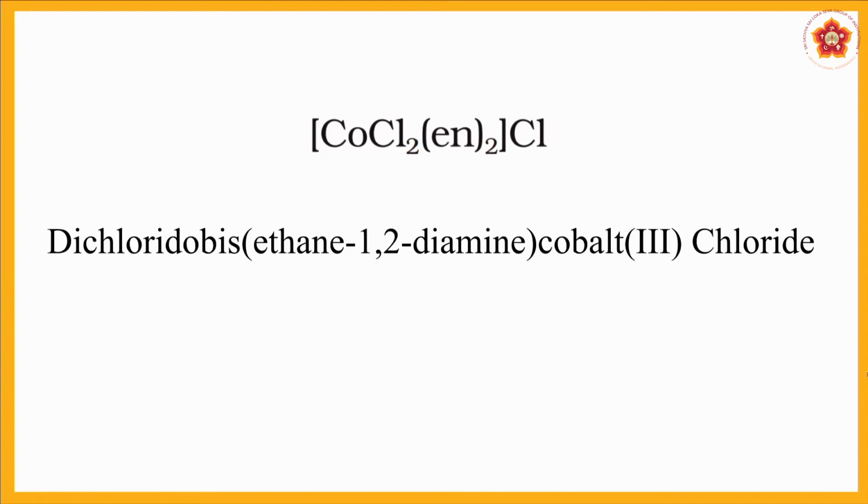Now, from where did you get that 3? Please observe the formula perfectly. En is 0 because it is neutral, Cl2 is inside, 1 Cl is outside. So, in total there are 3 negative charges. If we have to balance those 3 negative charges, the charge on cobalt should be +3.